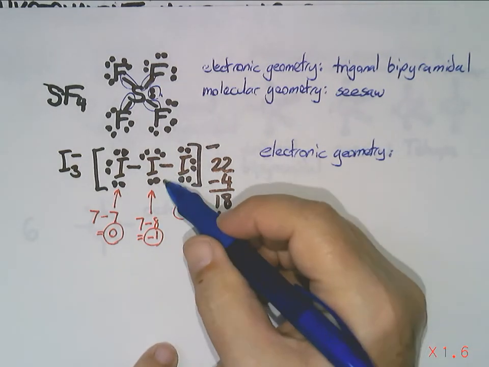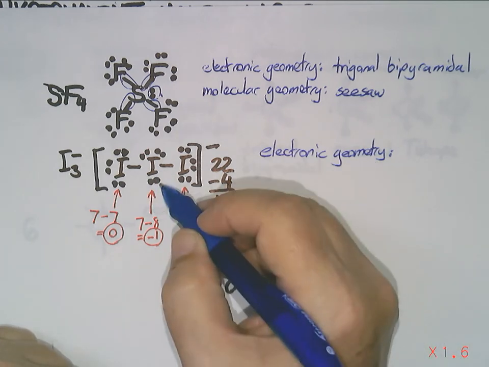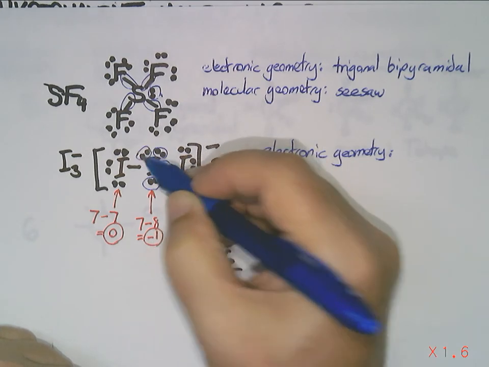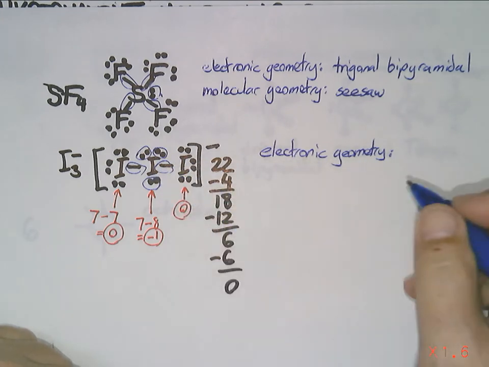Okay, we have to count clouds around the central atom. When you're picking the electronic geometry, you're talking about the geometry around the central atom. You don't have to worry about the outside ones. Bonds or lone pairs are electron clouds. I've got 3 lone pairs and 2 bonds, so that's a total of 5.